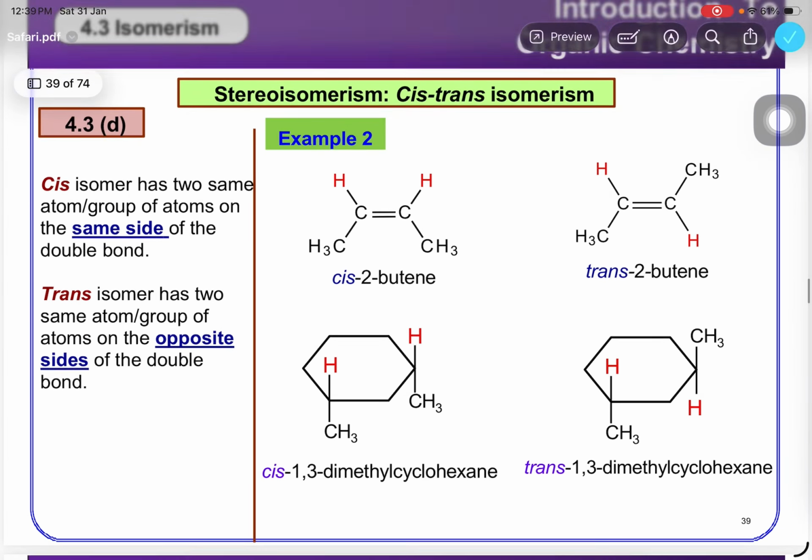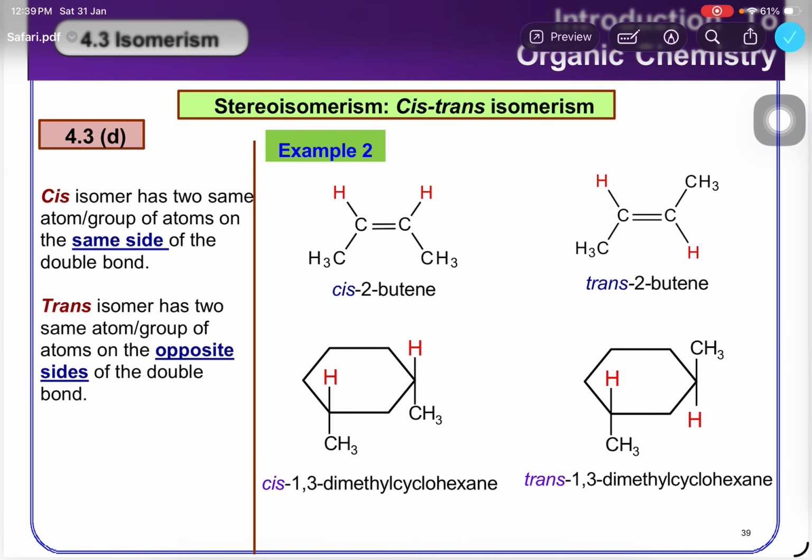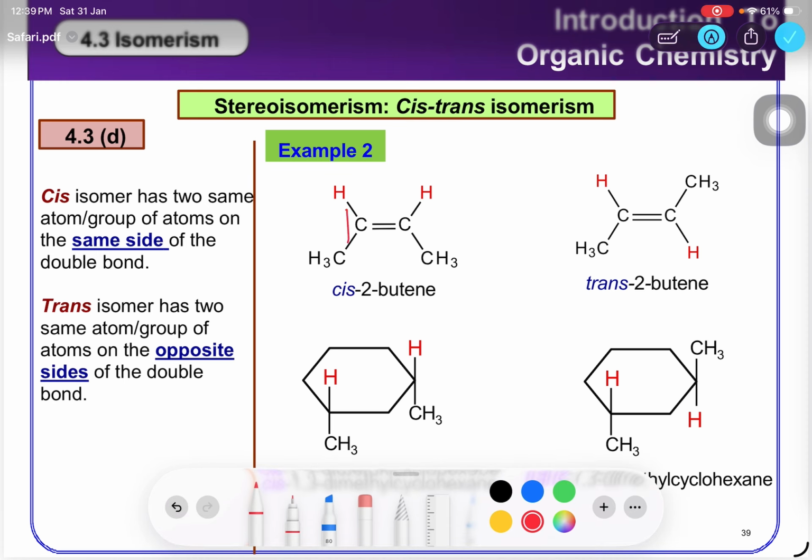Okay, now let's look at the example here. First, it contains a carbon-carbon double bond. This carbon has two groups, hydrogen and CH3. Both these groups are different. And then the other carbon also has hydrogen and CH3, which are also different. In this case, this compound can show cis-trans isomers.